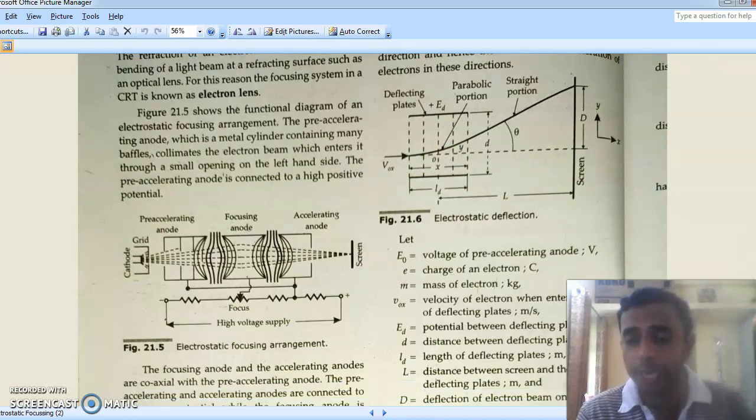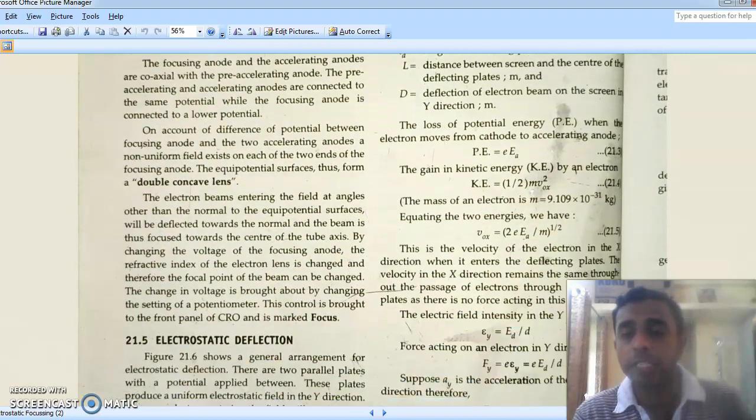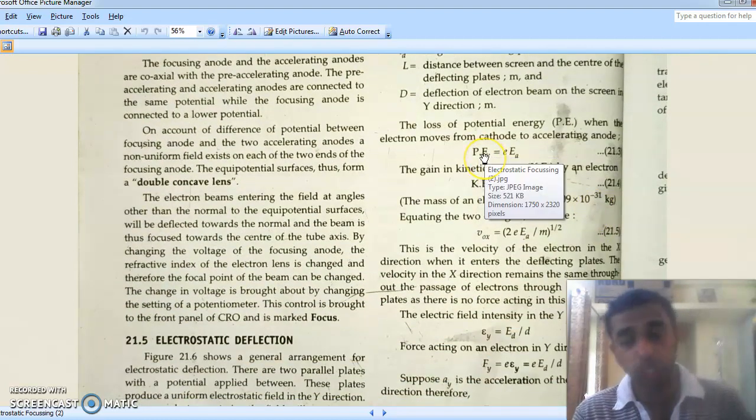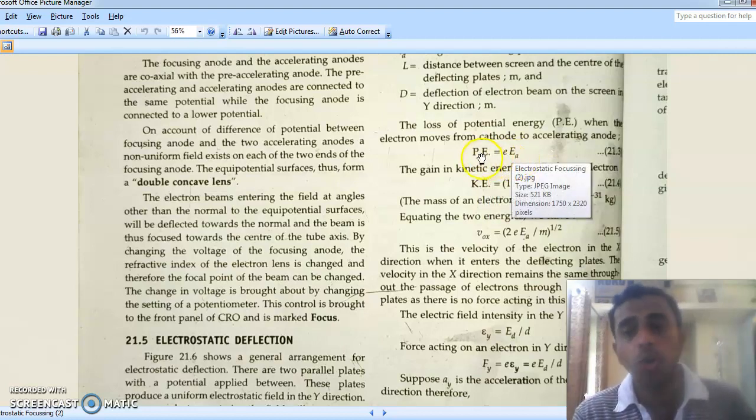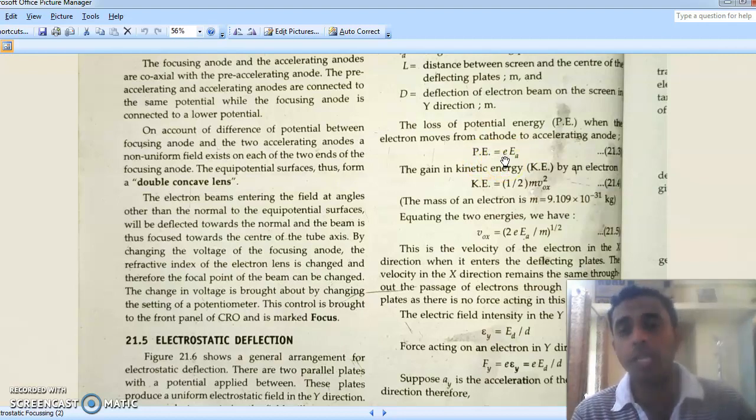So what is potential energy here? We know that potential energy is equal to work done, and work done by a charge is nothing but the voltage. So potential energy is equal to charge multiplied by voltage. The electron is here, so it is the charge e multiplied by EA, that is the accelerating anode voltage. That is the potential energy being lost, because that voltage is actually from the accelerating anode. The actual acceleration is given by the voltage at the accelerating anode. That is why EA is here.